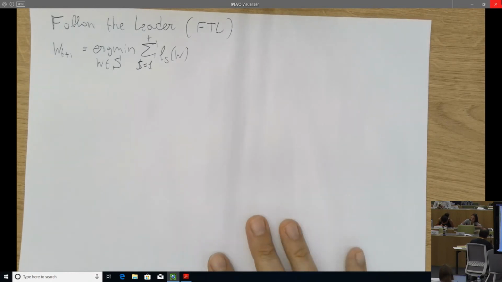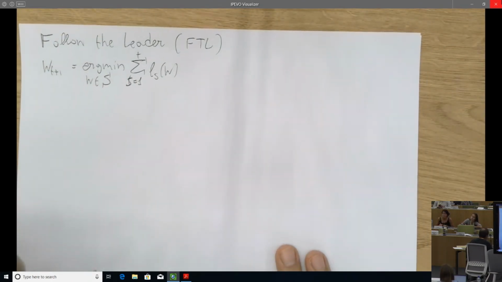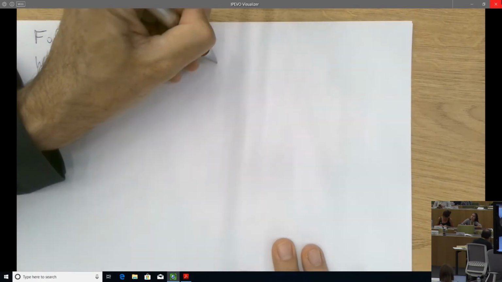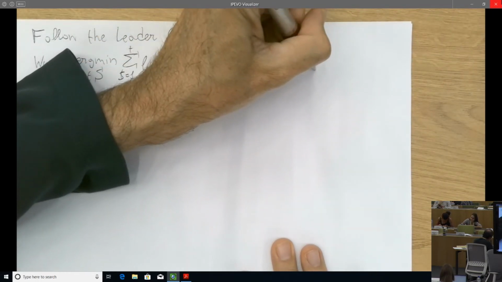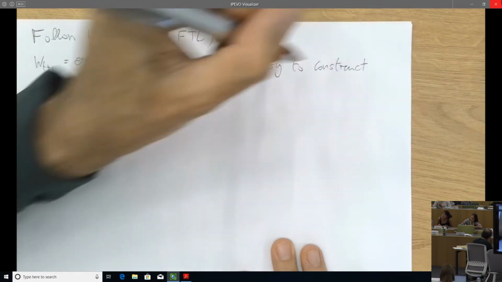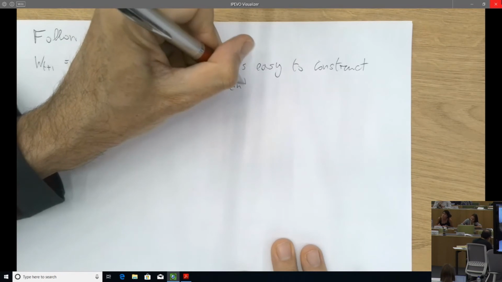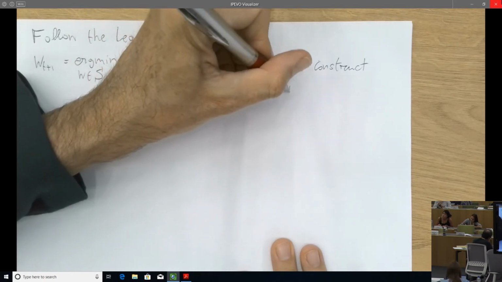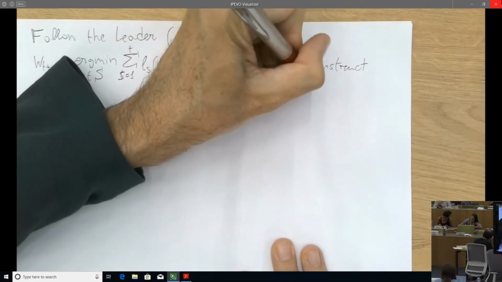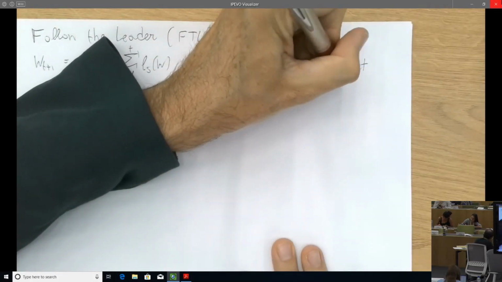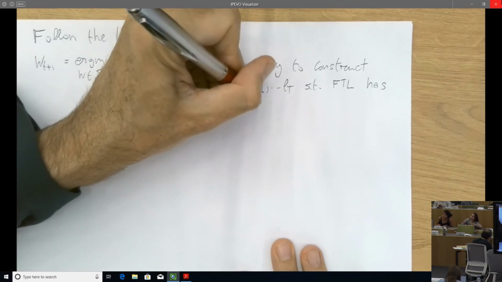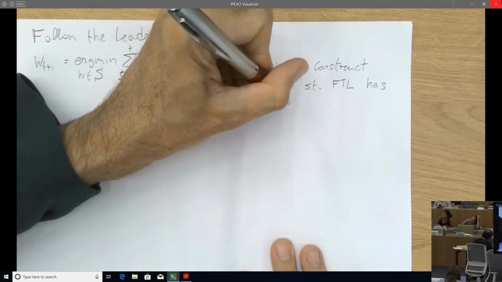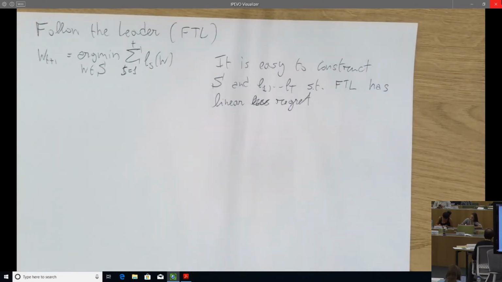But actually, it is easy, I won't go into the construction, although the construction is not hard, to construct S and L_1, ..., L_T such that FTL has linear regret. So I'm not going into the construction, but this is doomed to fail.